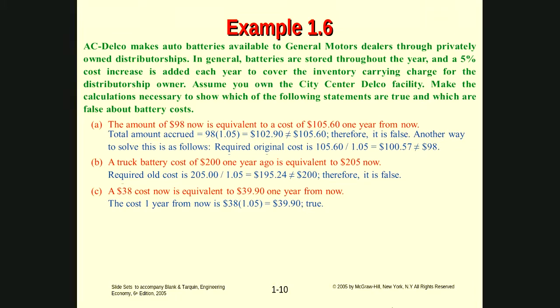Yes, the A, B, and C, those scenarios or statements, are for the AC Delco company, with the given information in the text. And then you have to evaluate each one of them, whether it's correct or wrong, as it's stated in the blue answer, okay? تمام.